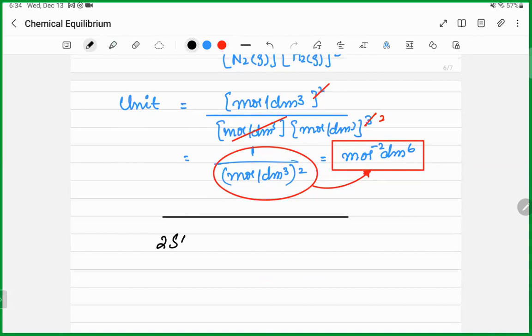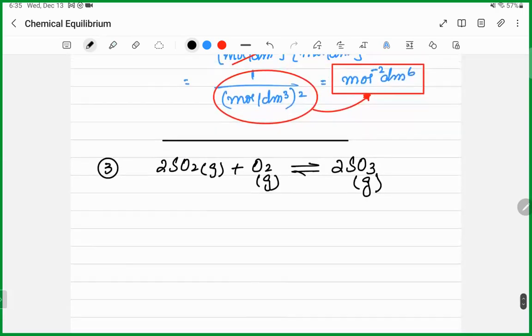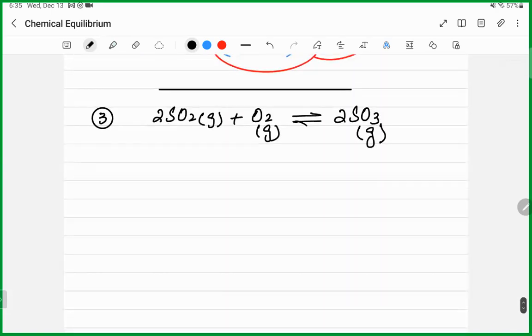2 SO2 gas plus O2 gas forming 2 SO3 gas. Write down the expression of Kc and calculate its unit. ठीक है, that's the third equation. Expression of Kc लिखिए और उसका यूनिट कैलकुलेट कीजिए. This is oxidation of sulfur dioxide to sulfur trioxide.